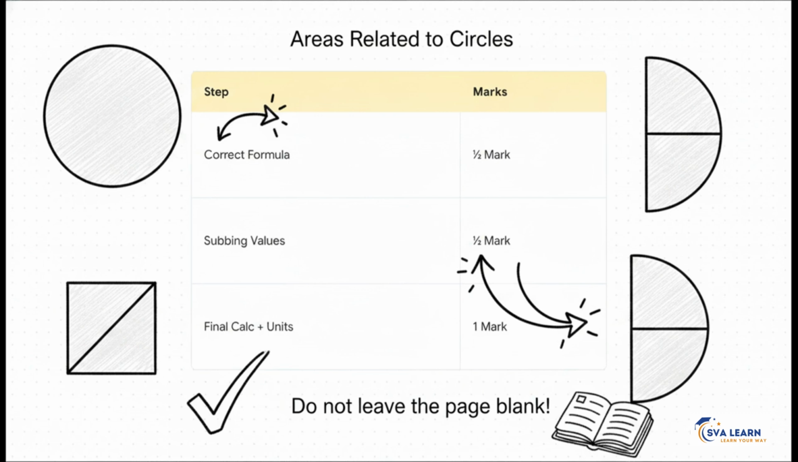Another half mark is awarded the exact moment you substitute the given values into that formula correctly. Even if your final calculation goes completely off the rails because of some silly multiplication error, you've already secured 1 out of 2 marks just by writing the formula and plugging the numbers in. So whatever you do, do not leave the page blank.